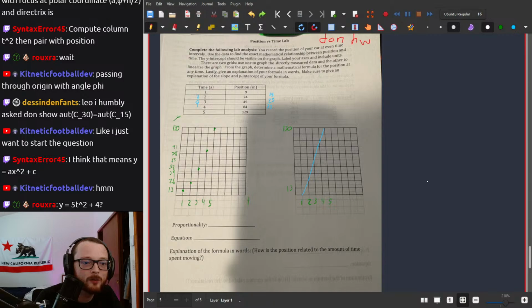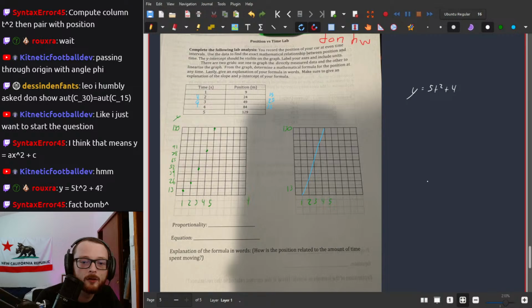Y is equal to 5t squared plus 4? Does that check out? If you plug in t equals 1, you get 9. If you plug in t equals 2, you get 24. If you plug in t equals 3, you get 49. That looks pretty good so far. Why didn't they use gravity if they wanted to do this? I guess because of the coefficient? Like they want a 5 instead of a g? Or 1/2 g?